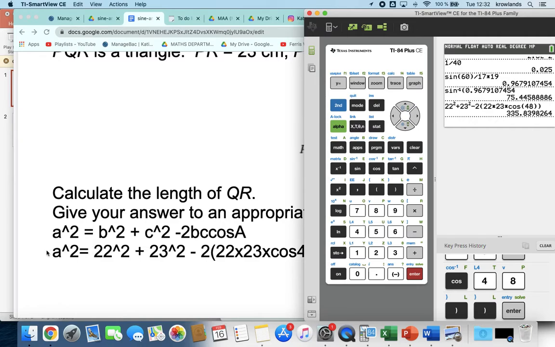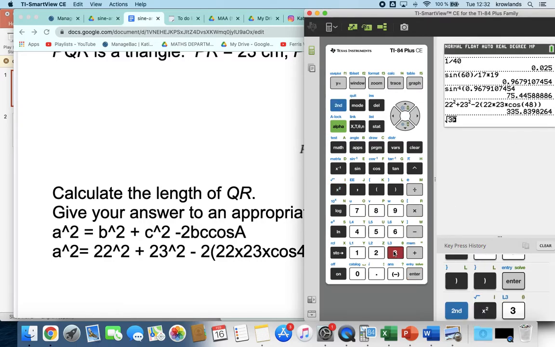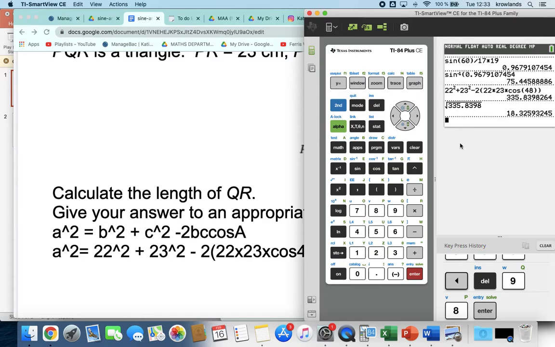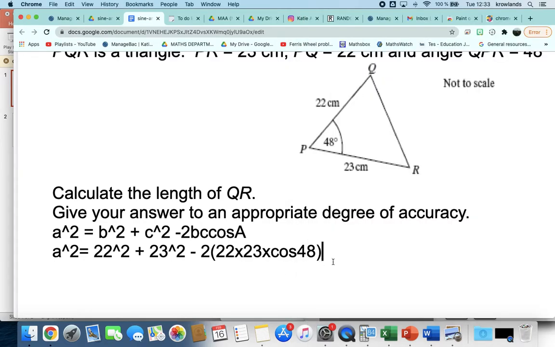Last but not least, to find a, because this is a squared, we need to, guess what, square root it. So we need to find the square root. On my calculator, it's above the squared, so we're going to press second, square root of this number, 335. Again, try and write down as many decimal places as you can. I'm going to delete this little mistake I've made here, 839.8, I think that should be sufficient. Press enter, and that's going to be our answer, 18.325.